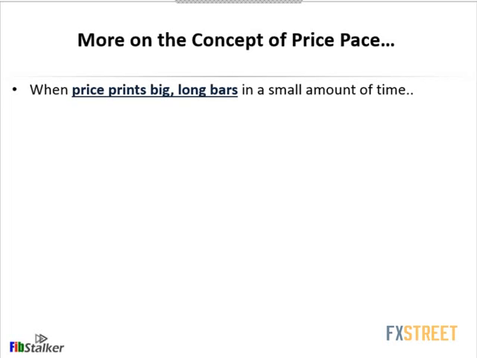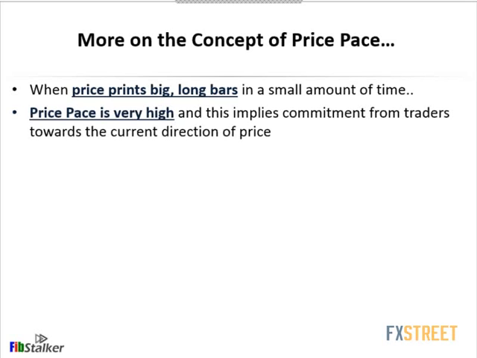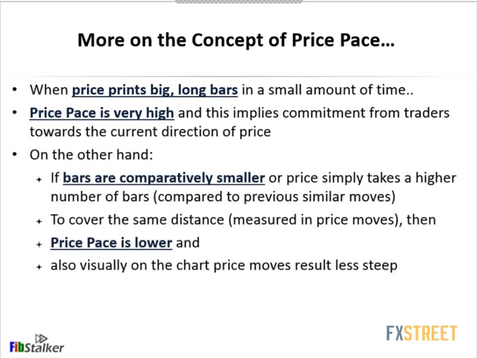So when price prints a big, long bar in a small amount of time, it means that price pace is very high, and this implies commitment from traders towards the current direction of price. Okay, and on the other hand, if bars are comparatively smaller, or price simply takes a higher number of bars, as we showed before, compared to previous similar moves, then it means that to cover the same distance, the price pace is lower. And we can also see this visually on chart price moves.